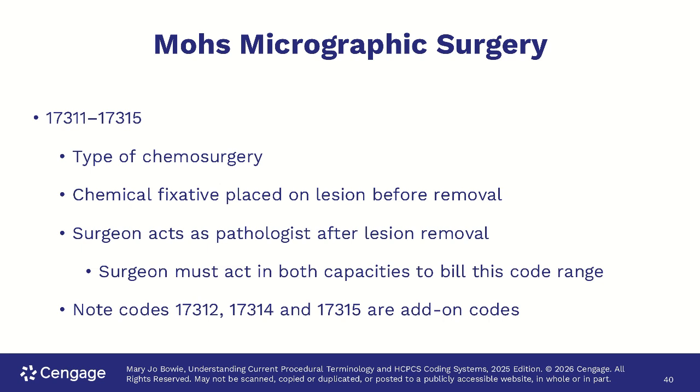All right, Mohs micrographic surgery. This is a type of chemosurgery, and this is where they use a chemical agent, which is like a fixative, that's placed onto the lesion before they take it out. The fixative allows the surgeon to determine the extent of the tumor and the margins around it. Once the tumor is excised, the surgeon is also acting as a pathologist as more tissue samples are divided and more examination is done. They basically are examining to the point that they get down to that healthy tissue. All right, so these codes are not applicable if the physician doesn't do both. They have to be the surgeon and the pathologist.